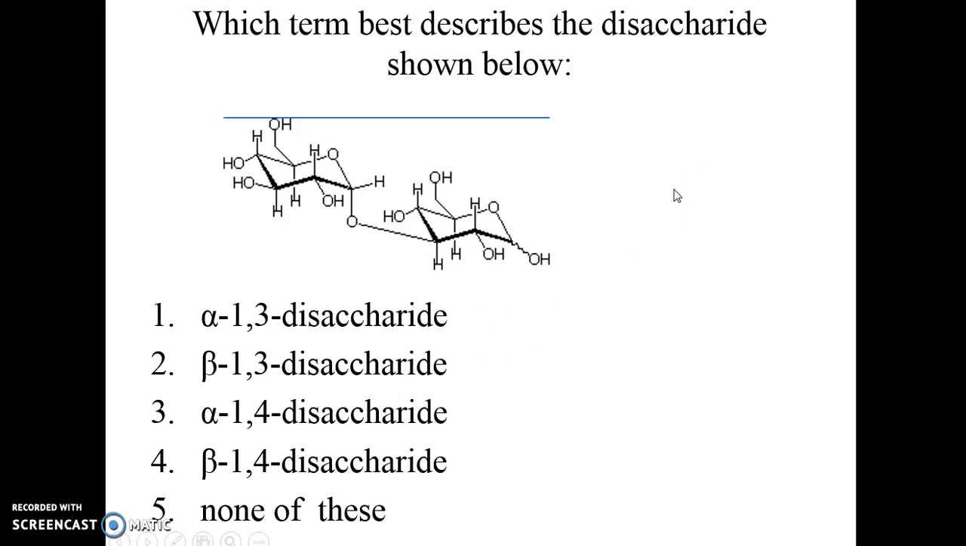Which term best describes the disaccharide here? Well, let's look at the linkage. This is alpha, down, 1. Let's see where it attaches. 1, 2, 3. So this is an alpha 1,3 linkage. So it's going to be 1.